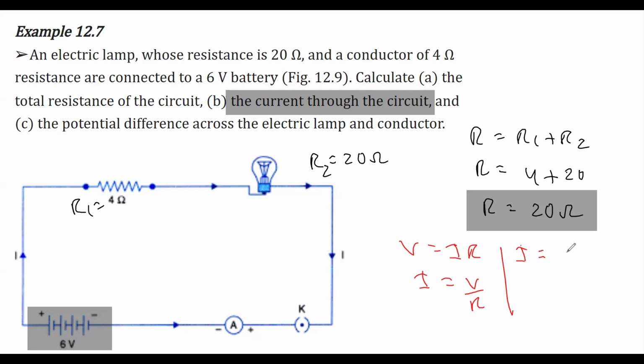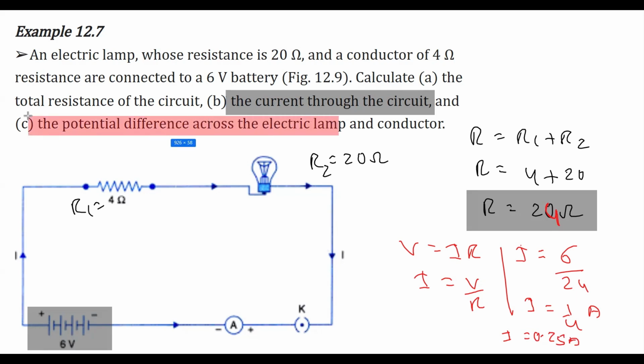So I can do here V over R. And how much is V? V is 6 volt. And over R, this is 24. 20 plus 4 is 24. So which is 1 by 4? 1 by 4 ampere. Or you can even write 0.25 ampere.